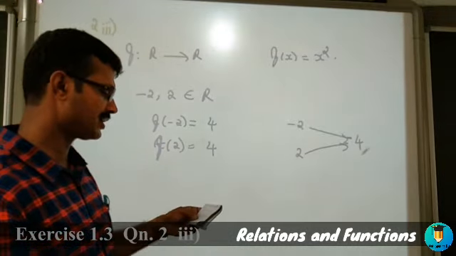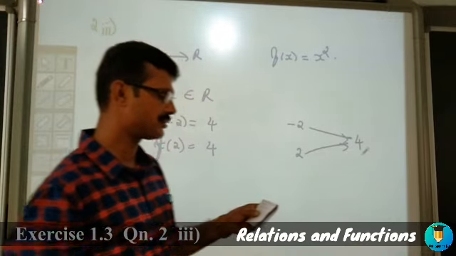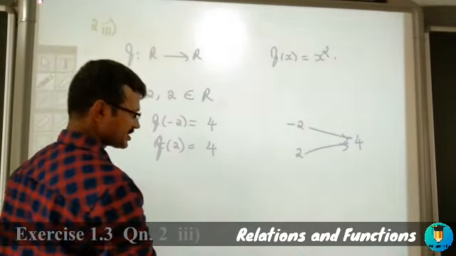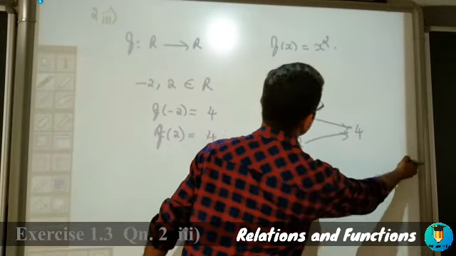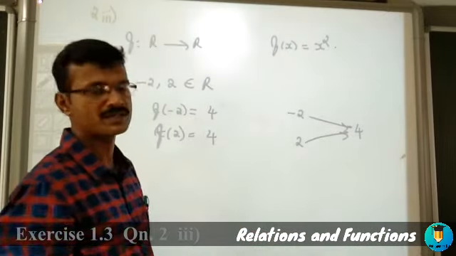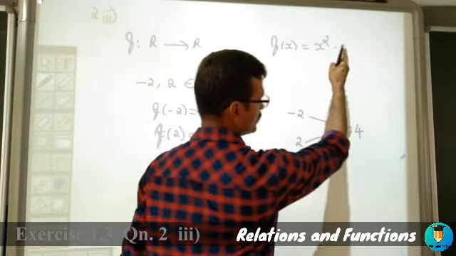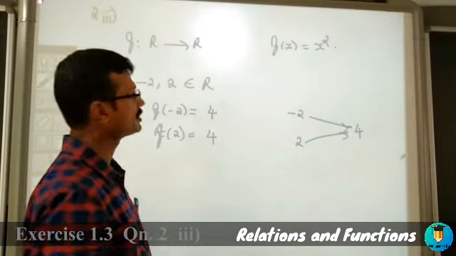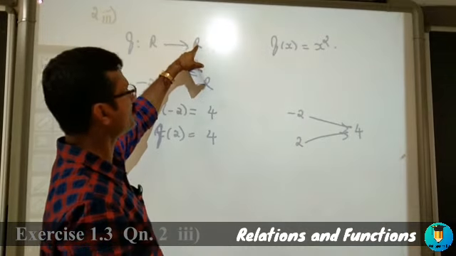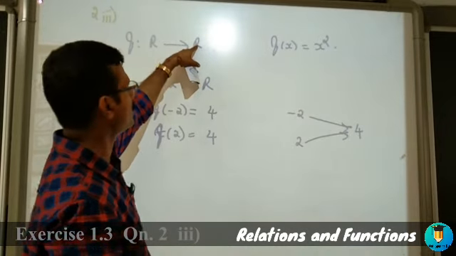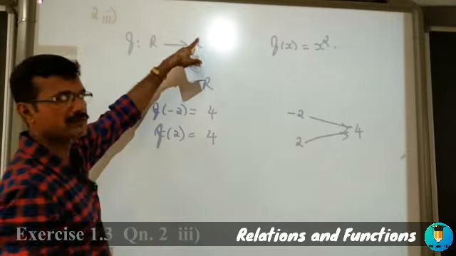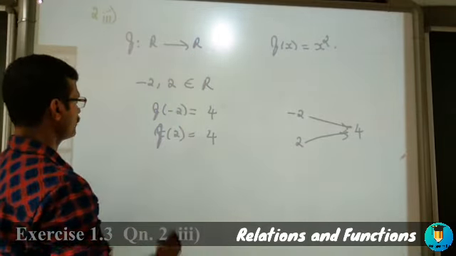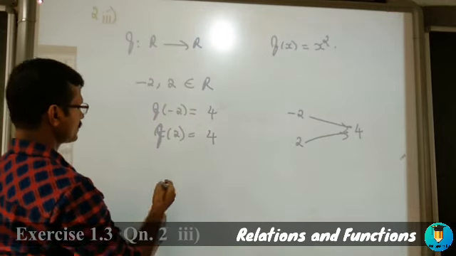Now we have to see whether it is surjective or not. Surjective means onto function, which means all the elements of the image group should have pre-images. So I am taking an element from the image group, that is, from the codomain part. The codomain is R, and from that I am taking an element.